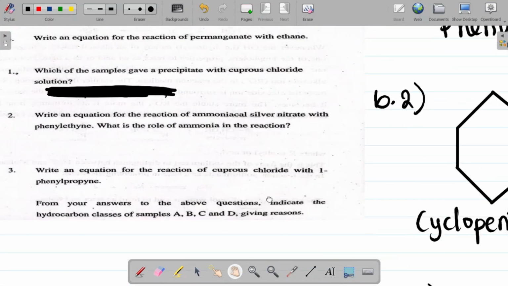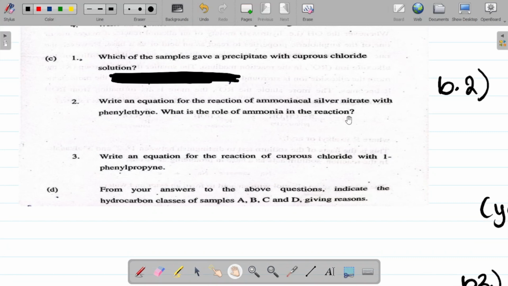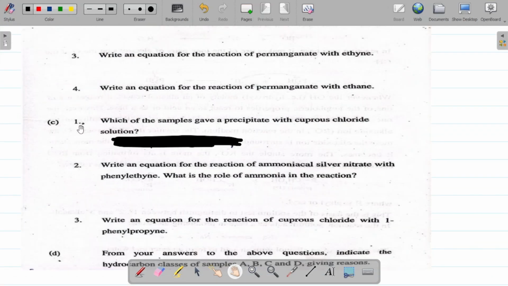Next up, the C part. C says, which of the samples gives a precipitate with cuprous chloride solution? Your answer would be from your experiment, and it would change depending on the year, so I won't give you a definite answer. I think only one will react, because usually only the alkynes react with cuprous chloride. So when you do the experiment, which of them reacted? Was it sample A, B, C, or D? Write your answer here.